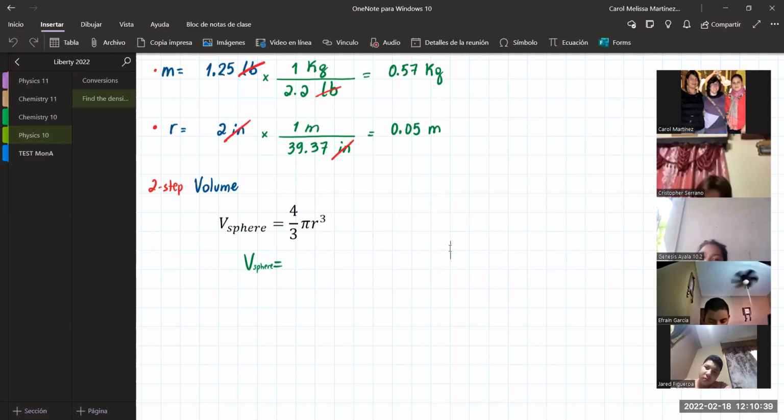The volume is equal to 4/3 times pi times the radius. The radius, already converted to meters, is 0.05 meters. And all this is raised to the third power.